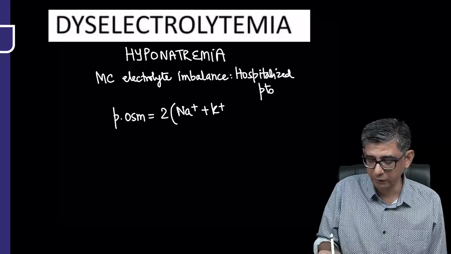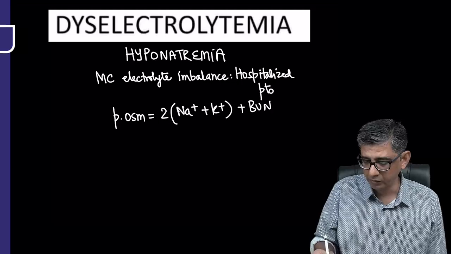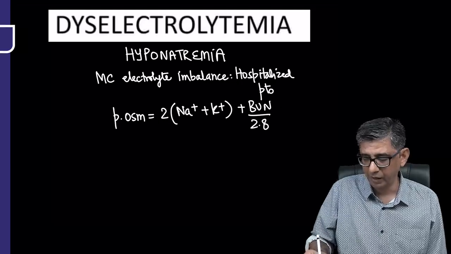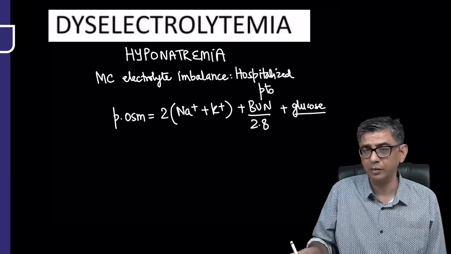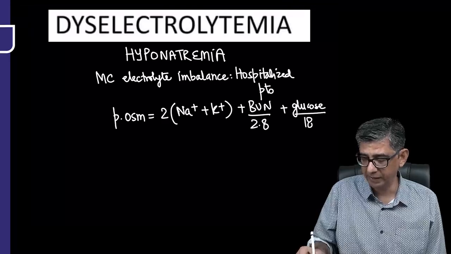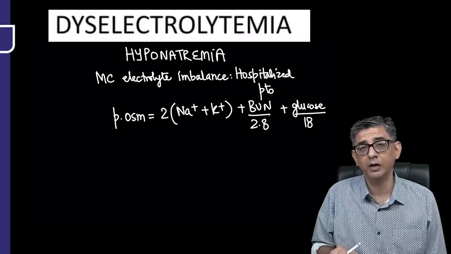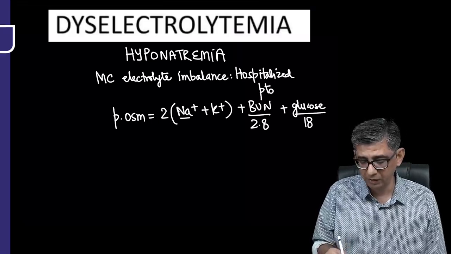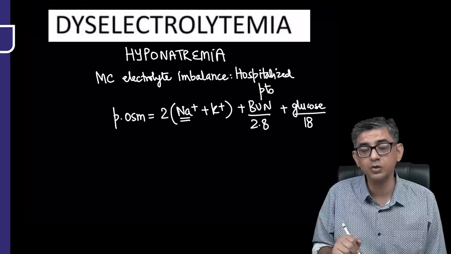That is 2 times the value of sodium and potassium. To this, you need to add blood urea nitrogen, which would be divided by 2.8. And to this, you'll be adding the glucose concentration in the blood in milligram per deciliter, which would be divided by 18. If you look at the mathematics here, you can see that you are multiplying the sodium value by 2. So overall, I can say that the most important determinant for plasma osmolality happens to be sodium.